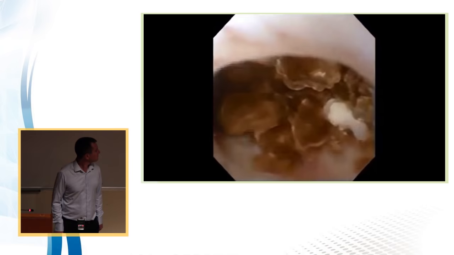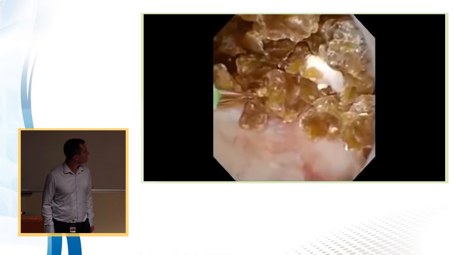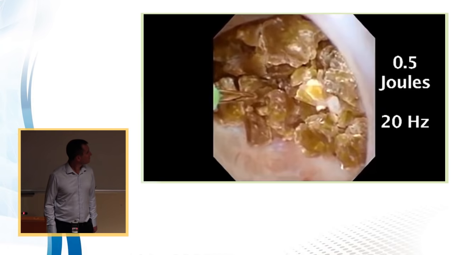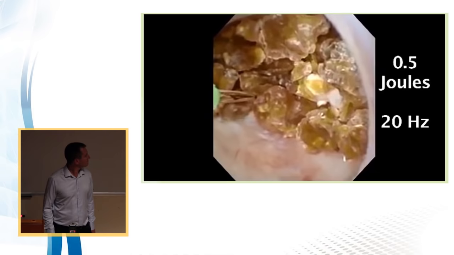So actually, when I get to fragments like this, I like to switch. We go to 0.5 and 20. So I'll turn my energy up and my rate down because each shot becomes more effective and the rate slows down. You're still using 10 watts of power.